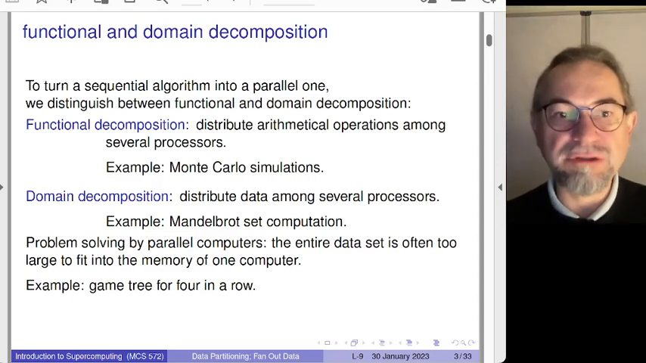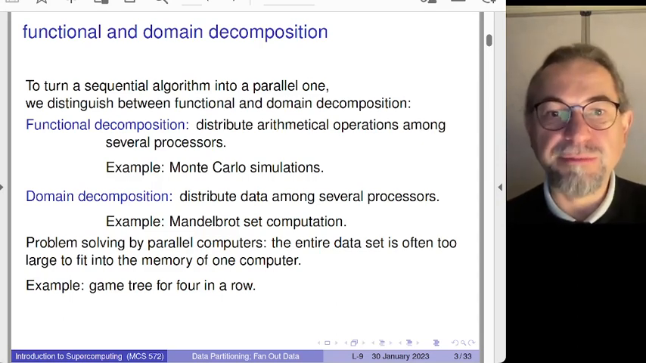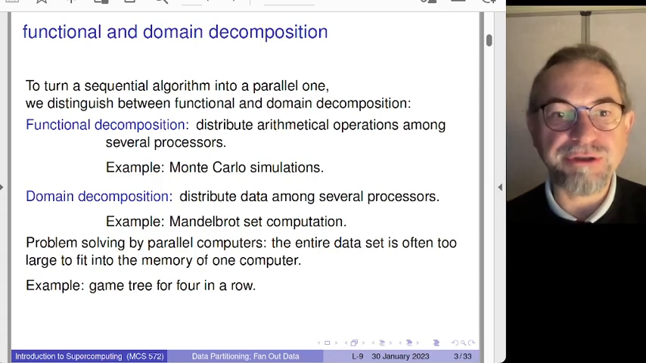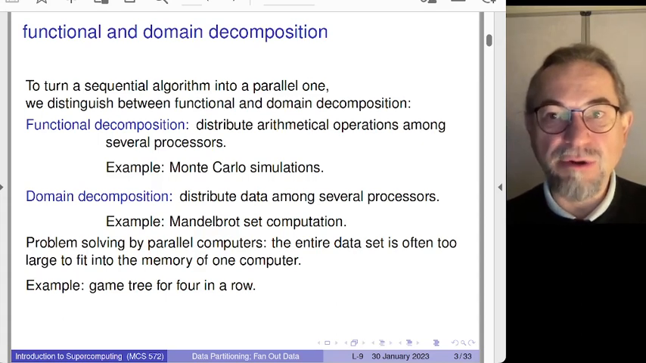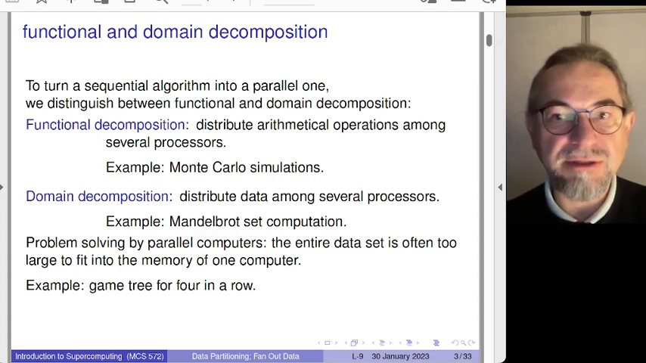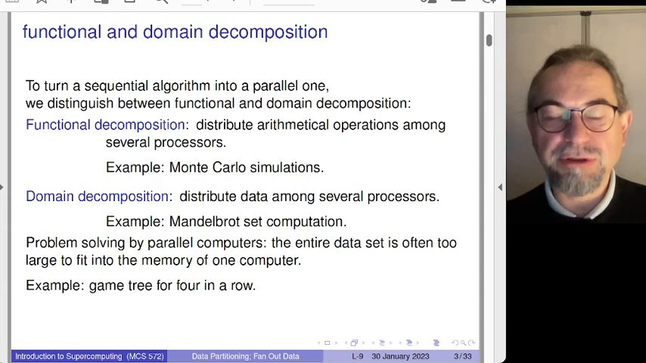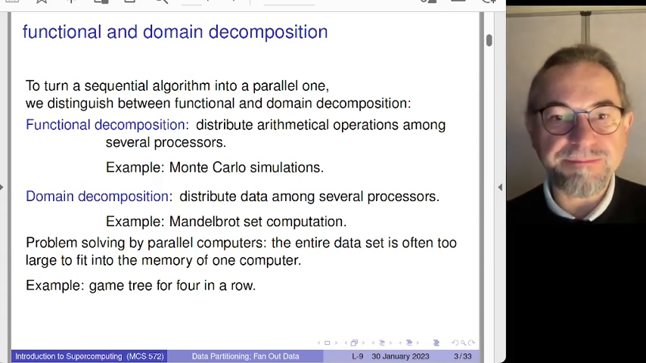So in a functional decomposition, we distribute the arithmetical operations. In a domain decomposition, we distribute data among several processors. One example that we have covered already is the computation of the Mandelbrot set. So we want to compute a picture, and we distribute the picture among the processors.